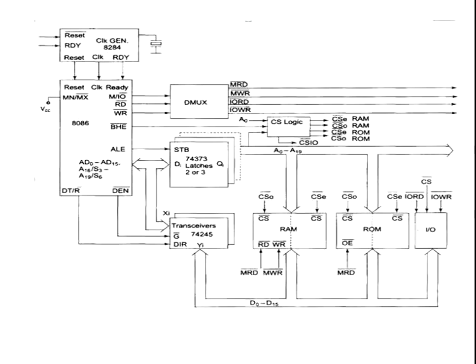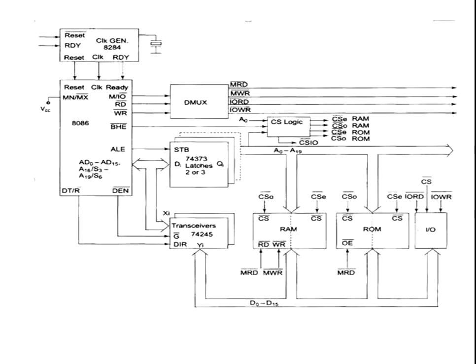We can see some components: latches, transceivers, clock generator, memory and I/O devices. We can discuss them one by one. The latches are generally buffered output D-type flip-flops. Here we are using 74373 latches. In this figure we can see them. They are used for separating the valid address from the multiplexed address or data signals and are controlled by the ALE signal generated by 8086. In this figure we can see that these latches are controlled by the ALE signal generated by 8086.